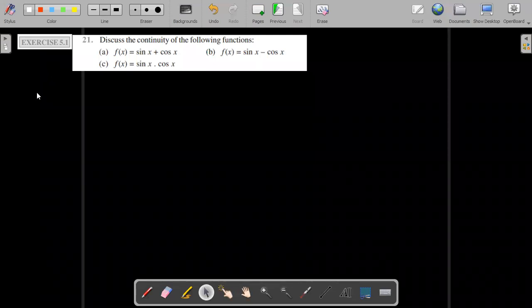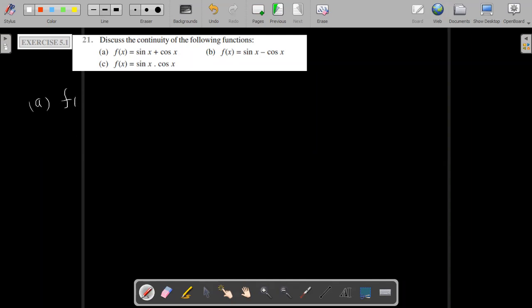I'll take the first part first. We have to convert this into one trigonometric function, otherwise we cannot check its continuity, whether it is continuous or not. For that, what we have to do is multiply and divide by under root 2 to make one formula of sine.